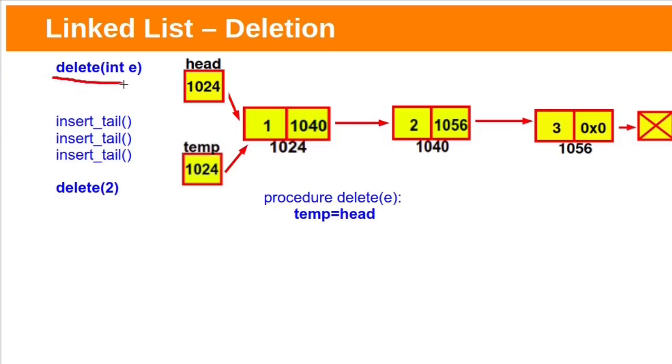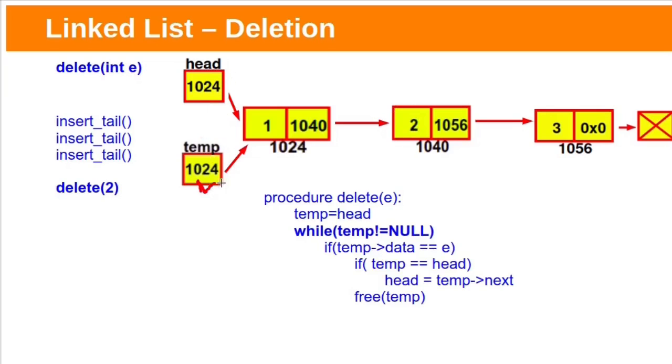So the delete function has one parameter. Suppose we want to delete the node which has data 2. First we need to locate the node which has data field value 2. For that purpose, here I am taking a temp pointer. Initially it is assigned with the head value. Now both this temp and head are pointing to the first node.